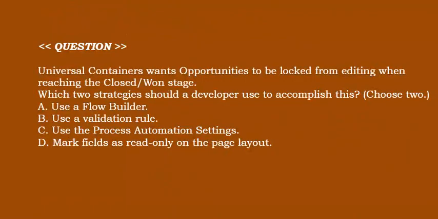Next question is, Universal Containers wants opportunities to be locked from editing when reaching the closed won stage. Which two strategies should a developer use to accomplish this? Choose two options. Option A. Use Flow Builder. Option B. Use a validation rule. Option C. Use the process automation settings. Option D. Mark fields as read-only on the page layout. Correct answer is option B and option D.